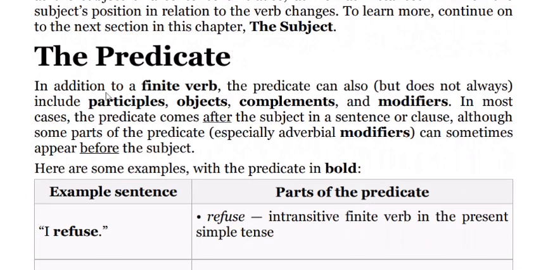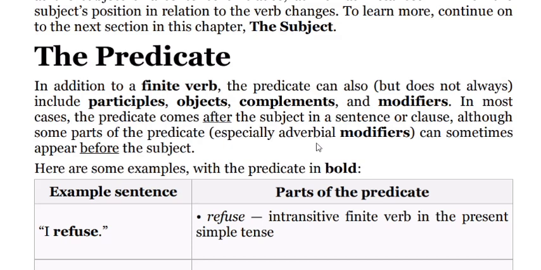In addition to a finite verb, the predicate can also, but does not always, include participles, objects, complements, and modifiers. In most cases, the predicate comes after the subject in a sentence or clause, although some parts of the predicate, especially adverbial modifiers, can sometimes appear before the subject.